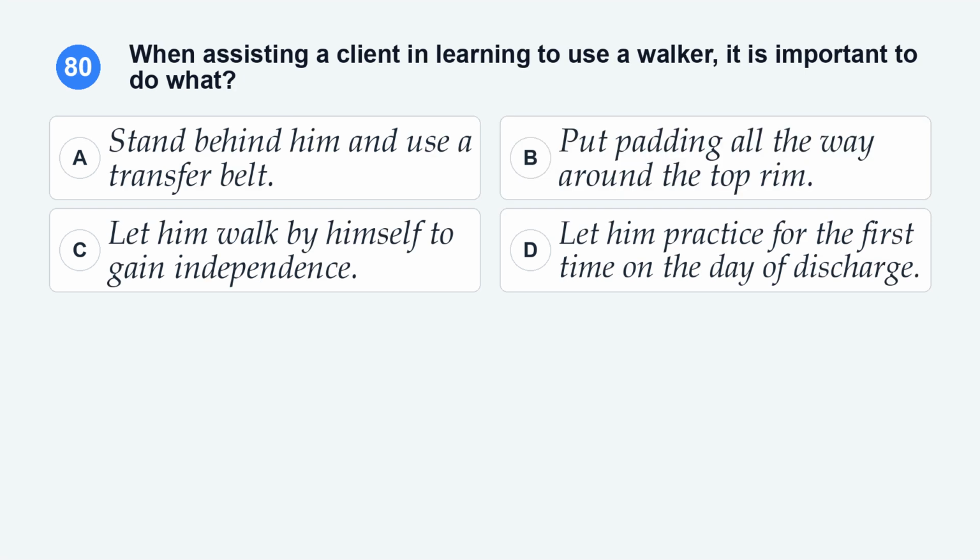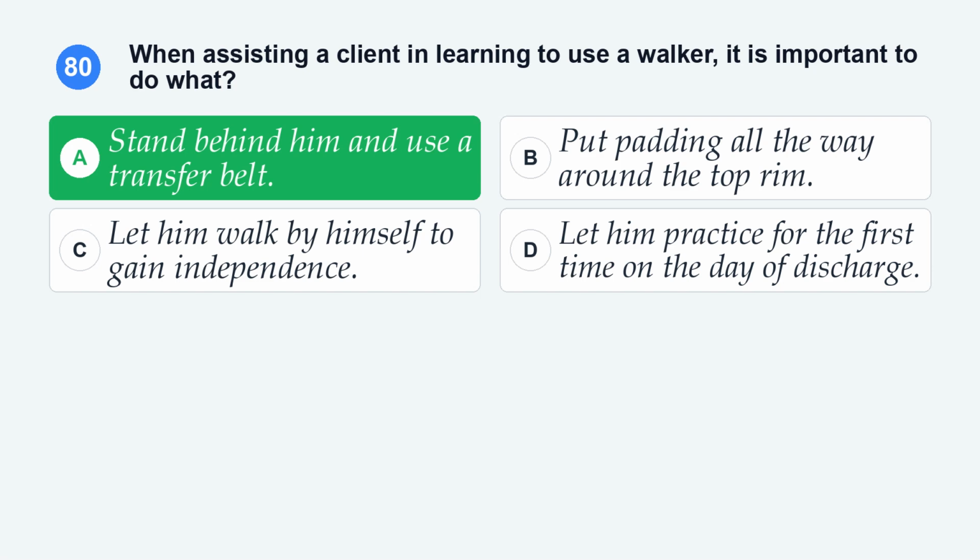Question 80. When assisting a client in learning to use a walker, it is important to do what? Option A. Stand behind him and use a transfer belt. Option B. Put padding all the way around the top rim. Option C. Let him walk by himself to gain independence. Option D. Let him practice for the first time on the day of discharge.